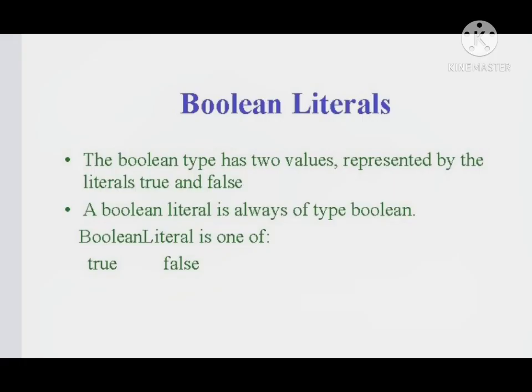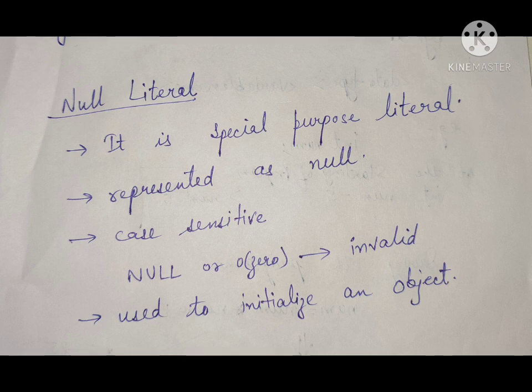Boolean literals are special literals. They represent only two values, that is true or false. These literals are used to check whether a condition is satisfied or not. These constants are never enclosed within double quotes. The null literal is a special purpose literal. It is represented as null. Each letter in null is in lowercase and it is used to initialize an object or reference variable. It is case sensitive, so it should be written in lowercase letters only.